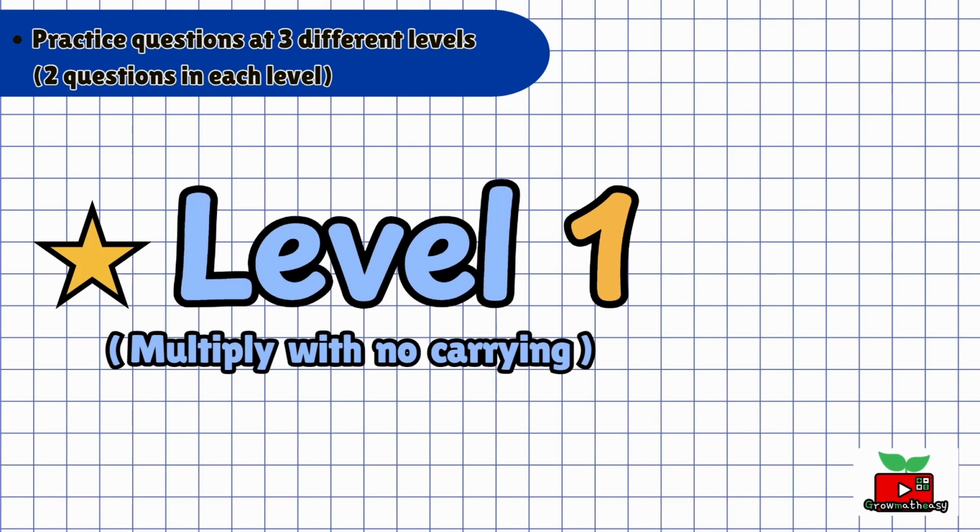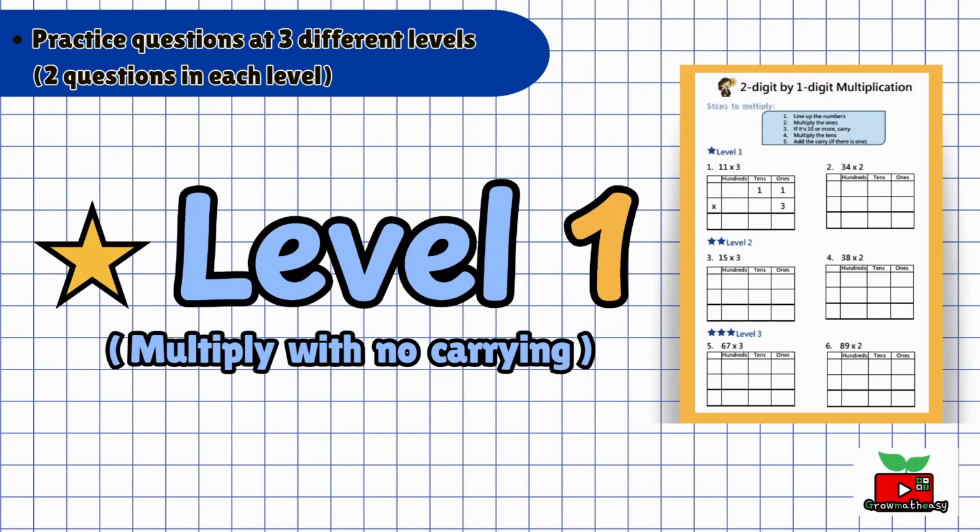Now that you know how the column method works, it's time to practice. Let's start with a level 1 example. Nice and easy, no carrying. I've made a worksheet and the link is in the description. The worksheet explains the steps for multiplying a two-digit number by a one-digit number, plus 6 questions at 3 levels that we'll cover in this video. If you want a more organized way to follow along, you can download the worksheet first, then come back for the practice. Or just grab a paper and pen and jump right in. It's totally up to you.